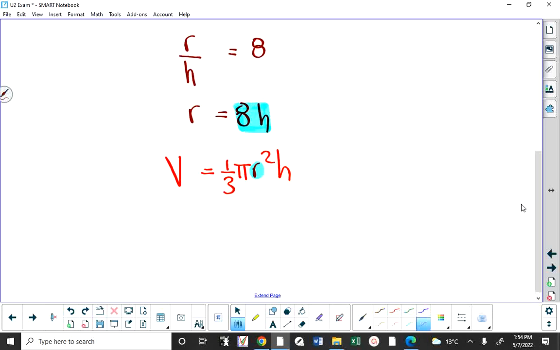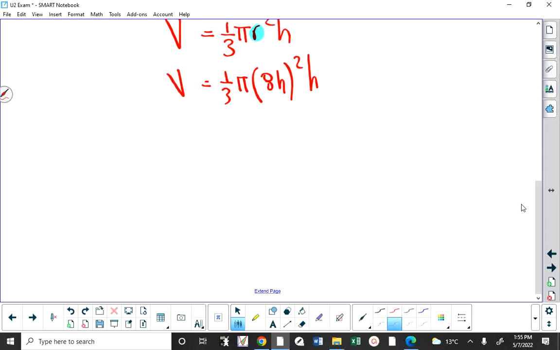So let's do that substitution first. We have V equals 1/3 times pi times r squared, well, r is 8h, and it needs to go in brackets because we're squaring it, and then times h. By the way, just before we go on, if you wanted to know my opinion, I think this related rates question is a lot simpler and a lot less work than the one that has Nicky and Paolo sailing in ships.